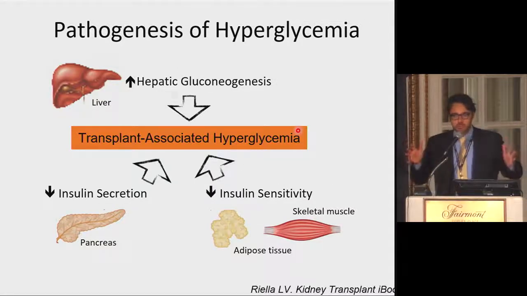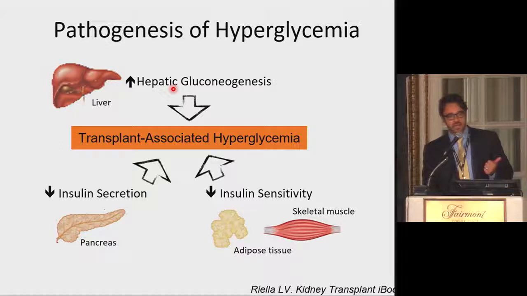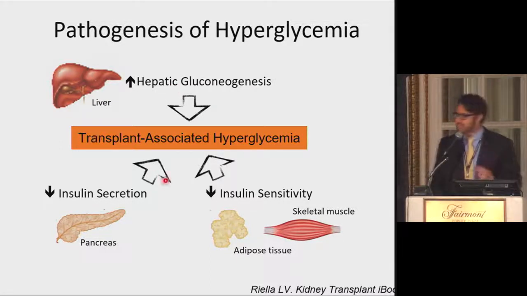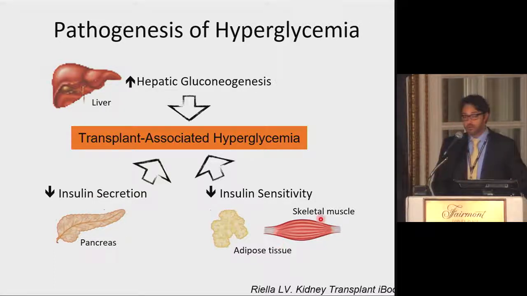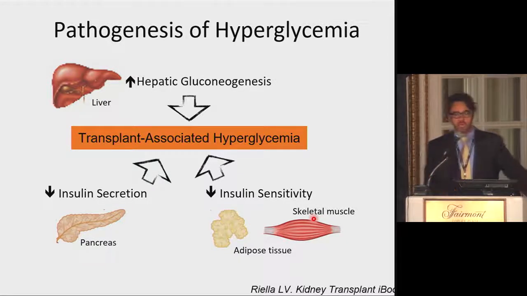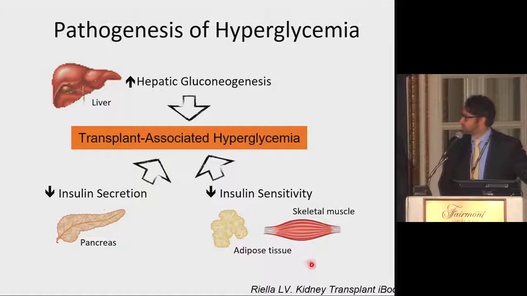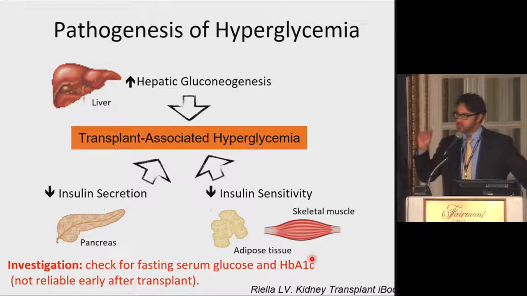So just to put together why these patients develop such a defect in glucose metabolism. One, you have an increase in hepatic gluconeogenesis, so your liver is producing more glucose. Second, you have a reduction in insulin secretion, and I'll show you exactly how this occurs. And third, you have a decrease in insulin sensitivity. That's where some of the weight gain as well as the steroid use comes in. So let's isolate and look into individual factors.